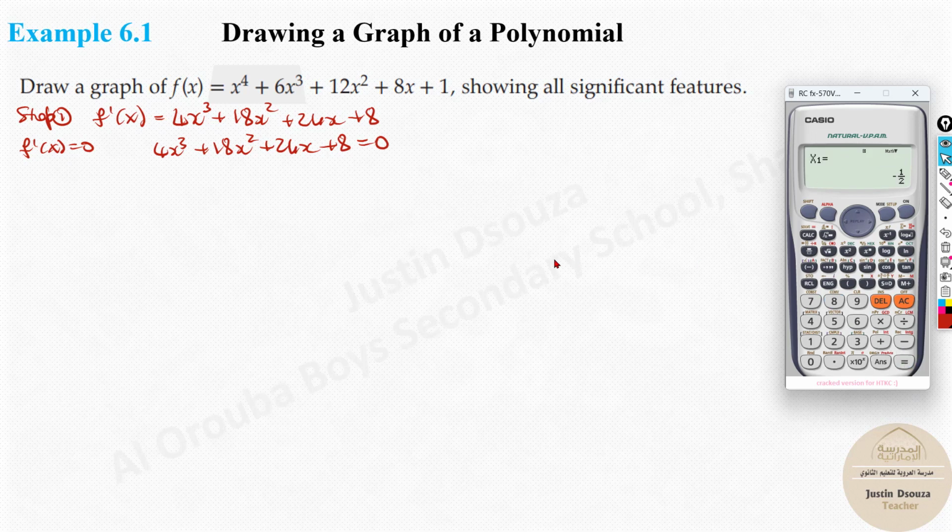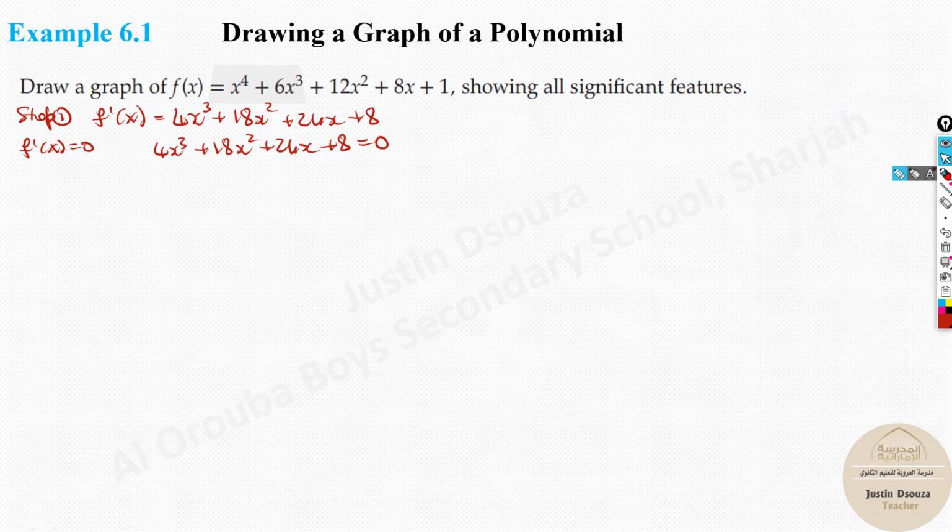What are the answers? Maximum we can have 3 answers. Let's say the answer is negative half and minus 2, and that's it. That means one of the roots has a multiplicity of 2, so basically there are only 2 solutions. It's fine. You can have up to 3 solutions, okay? Negative half and minus 2. So the x values are x equal to negative half and x equal to minus 2.